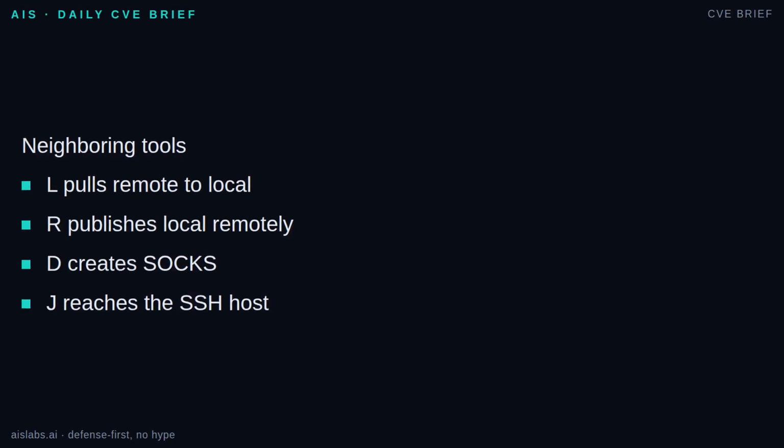-L pulls a remote side service to your local machine. -R, remote forwarding, does the reverse. It makes something near you appear on the remote side. -D creates a SOCKS proxy, useful when the target changes per request. ProxyJump -J solves how you reach the SSH server in the first place.